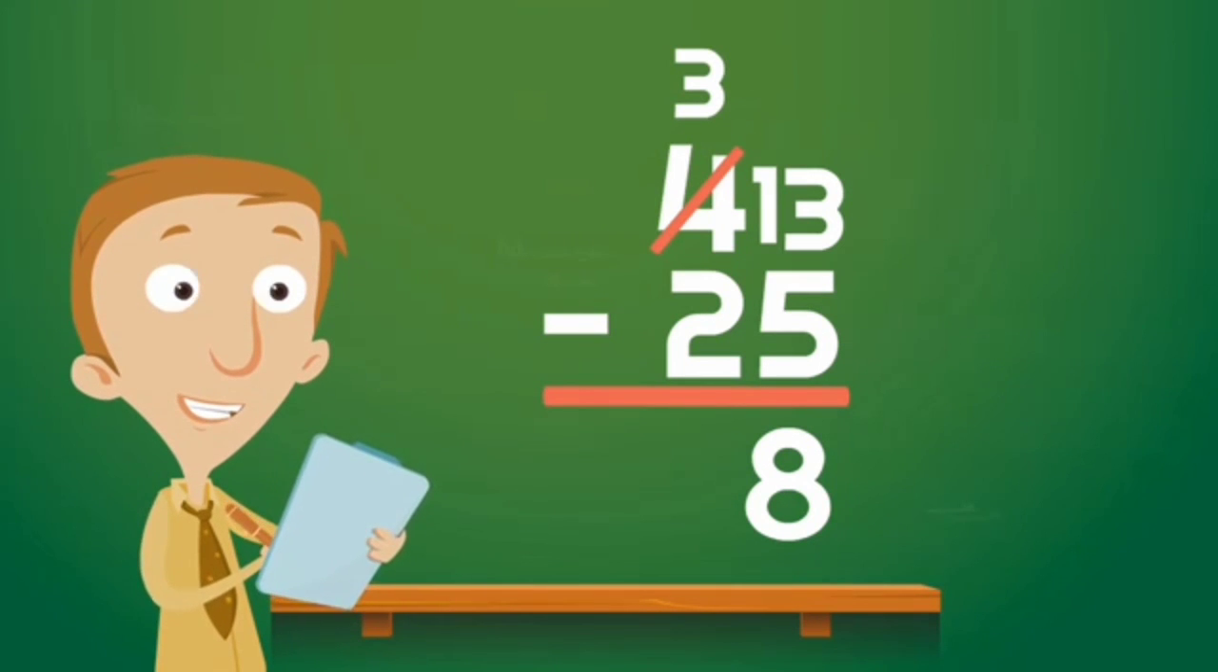So we put the number 1 under the tens column, and we have our answer. 43 minus 25 equals 18. 18 is the difference.